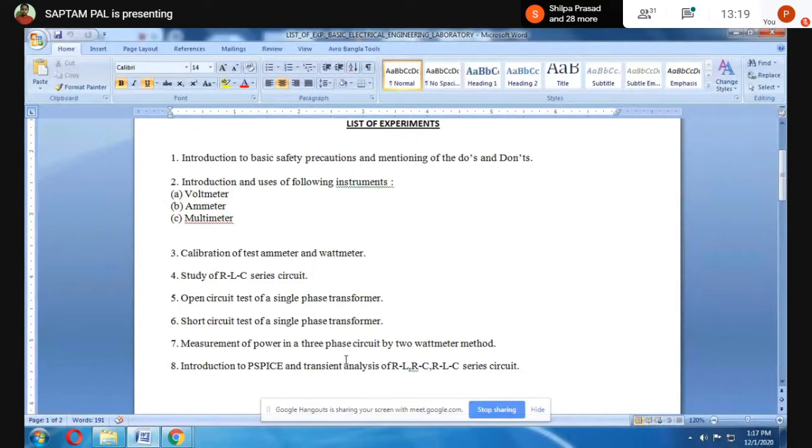Next one is the study of RLC series, the resistor, inductor, capacitor, all I discussed today.